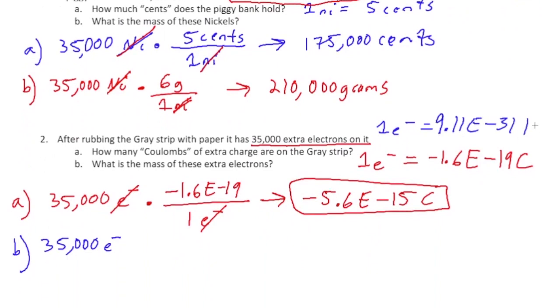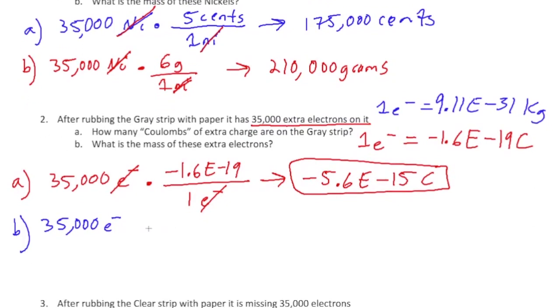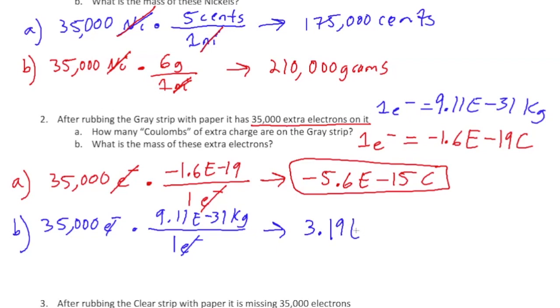And this mass is given to us in kilograms, because that's the units of mass in physics. So we set up our ratio like before. We put 1 electron on the bottom, and then we put our mass on top: 9.11 e to the negative 31st kilograms. We see that electrons cancel out like before, and we just multiply through. We find out that the mass of these electrons is 3.19 e to the negative 26 kilograms. And we know that this answer is correct because this mass is very, very small.